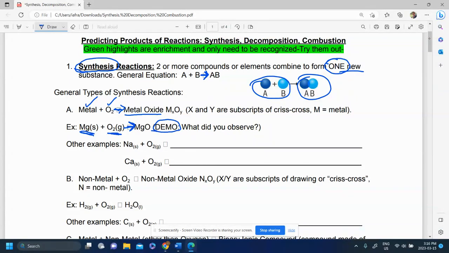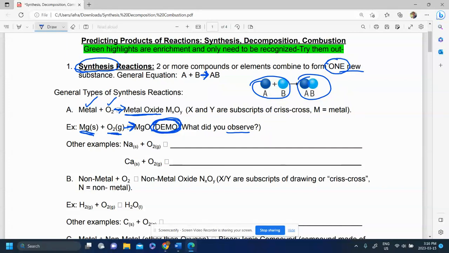And there will be a video linked to see a demo of this. So you can click on that link there to watch this reaction actually happen, and you can describe the observations that you've seen. But here's a cool thing. Now that you know this case, metal and oxygen give you a metal oxide, you can easily predict the products for a variety of different reactions like that. The only thing that's different is you'll have a different metal.